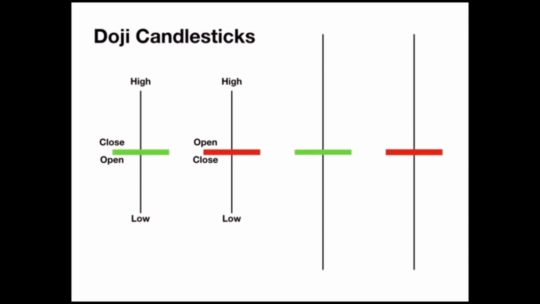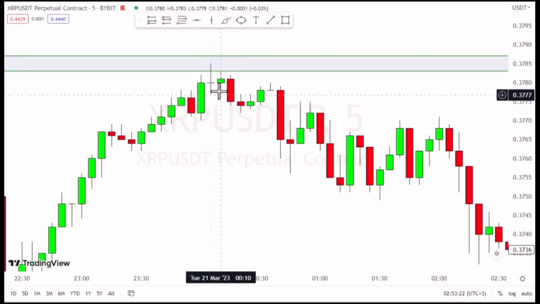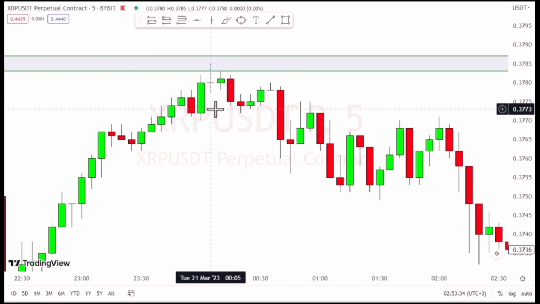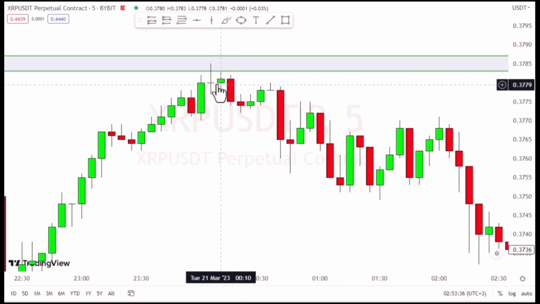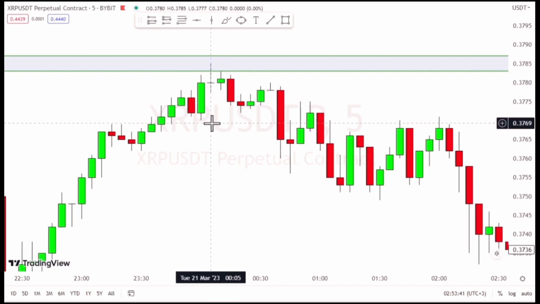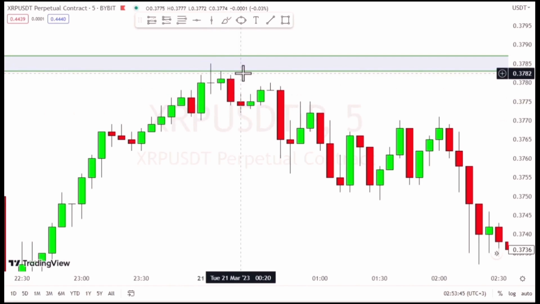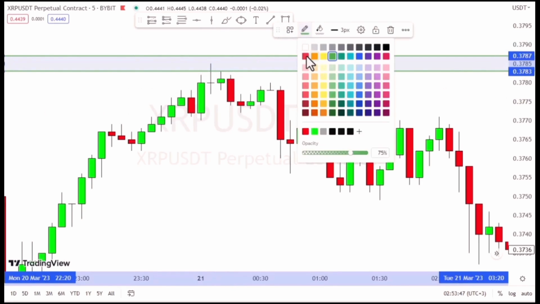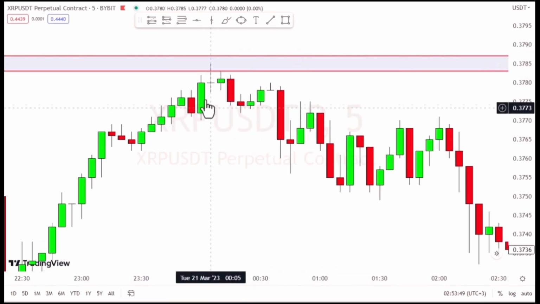Let's go to the chart and see what it is all about. This is a really good example here. As you can see, this doji candle occurred here. It means the market is in indecision. It means neither the buyers nor the sellers can overcome each other's power here, so they cannot push the price either up or down. So we need to wait on this resistance level, let's make it red, and wait for some confirmation.